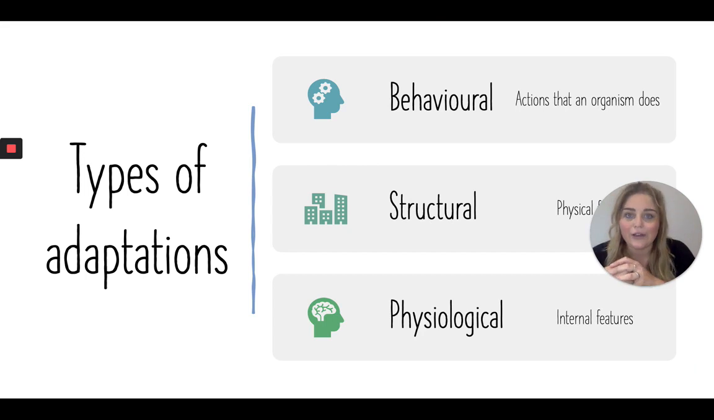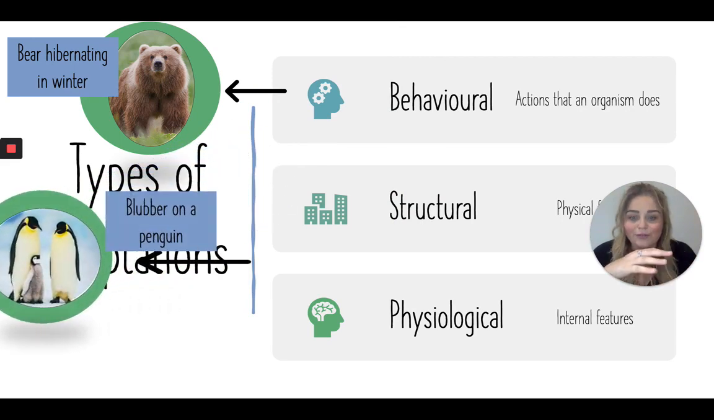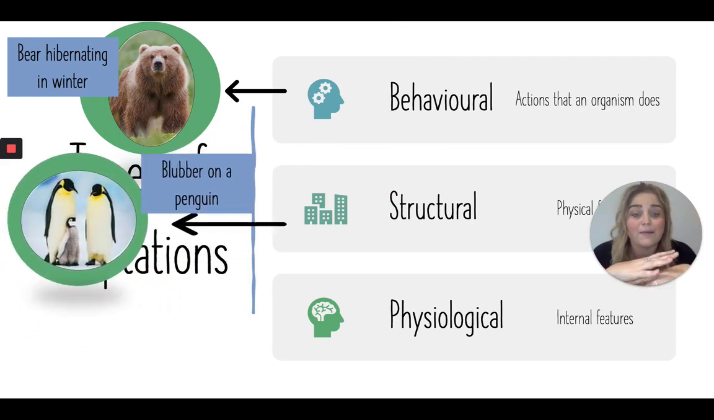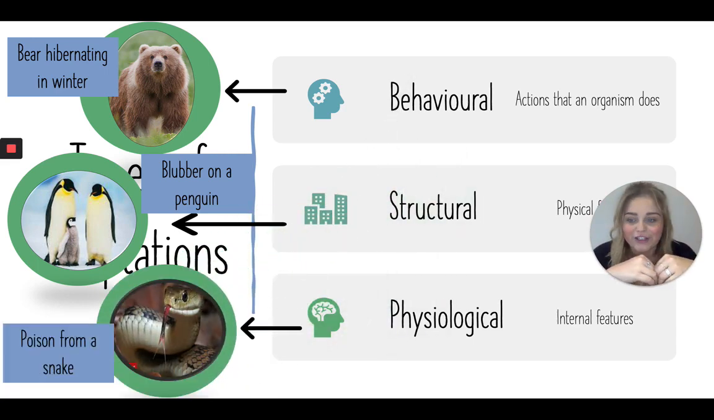So when we're having a look at adaptations, there are 3 types of adaptations. We have behavioural, which is actions that an organism does. So something that an animal or a plant does to help it survive. We have structural, which is a physical feature, so like blubber on a penguin. So something that the animal looks like or has on its body or in its body. And then we have physiological, which is an internal feature. So for example, poison from a snake.